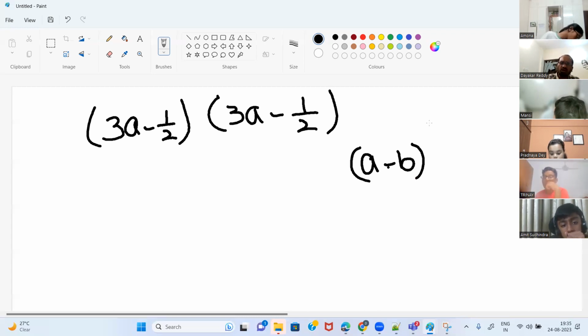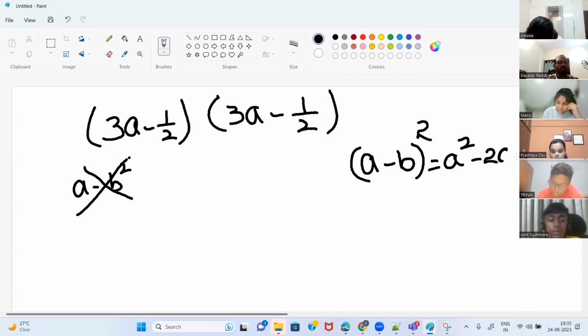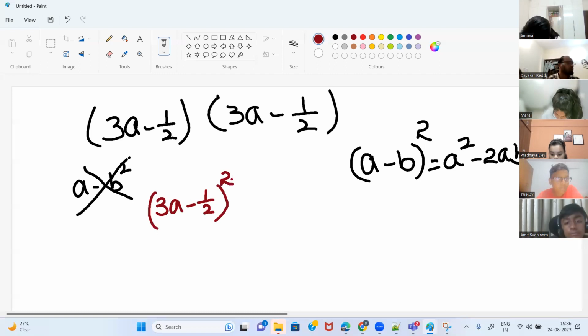One time I am telling, why are you not focusing? A minus B whole square. What did you say? A minus B square. This is wrong, right? You didn't say whole square. Okay, recording is there. So what to do here? A square minus 2ab plus b square, right? So how do I write 3a minus 1 by 2 into 3a minus 1 by 2, which is 3a minus 1 by 2 whole square.